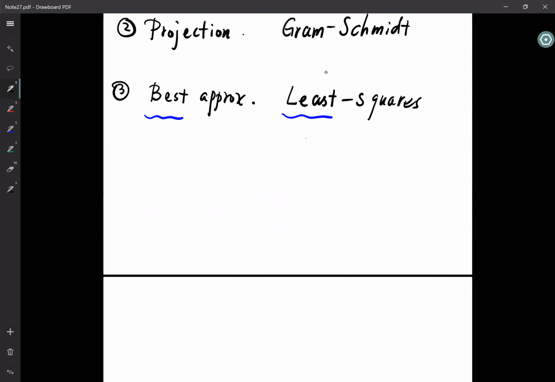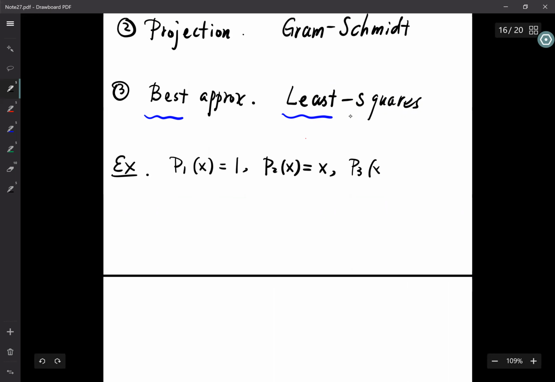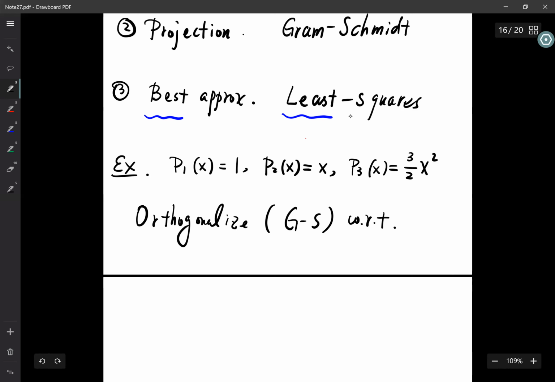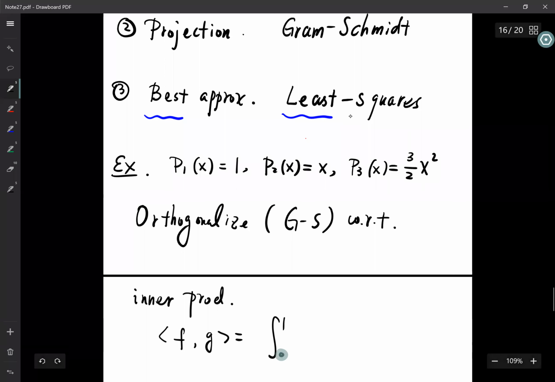Okay, so let's take a look at the example. So I have three polynomials. One is 1, the other is x, and the third one is 3/2 x squared. And now I want you to orthogonalize, which is Gram-Schmidt, with respect to the inner product of f and g, the integral from -1 to 1 of f(x) g(x) dx.